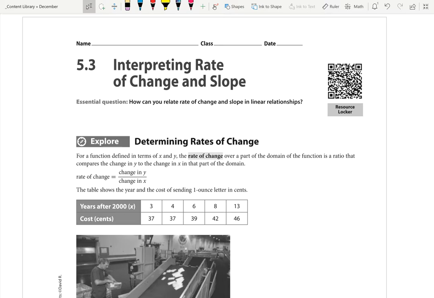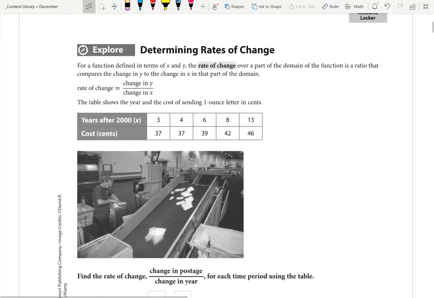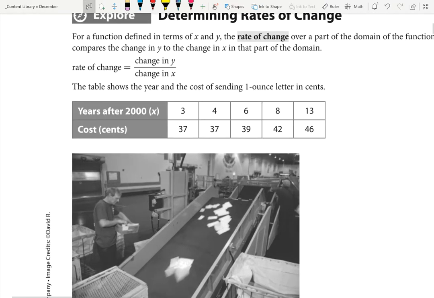Okay, so rate of change and slope are defined as the change in y over the change in x, or the change in y relative to the change in x. So if you look at this first example, you have this table. You have your x values up on top and your y values on the bottom, like you normally do in a table. And rate of change is the change in the y values relative to the change in x values.